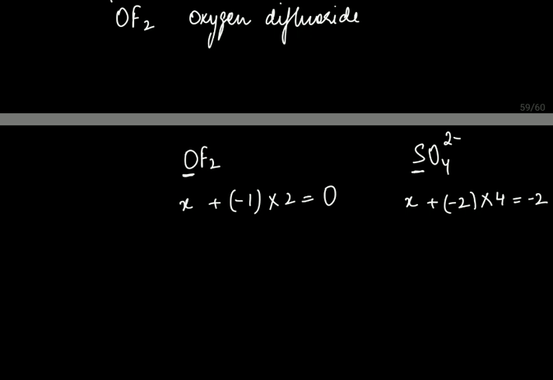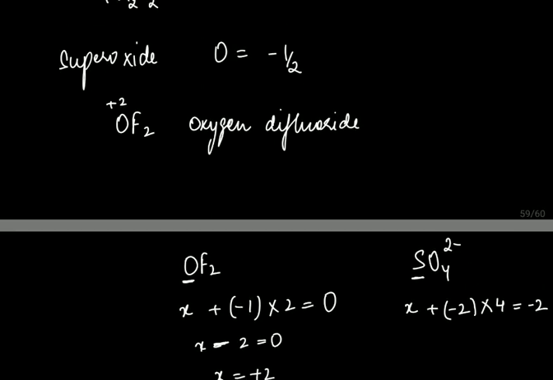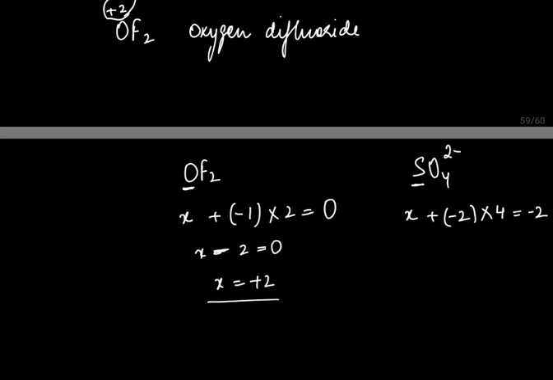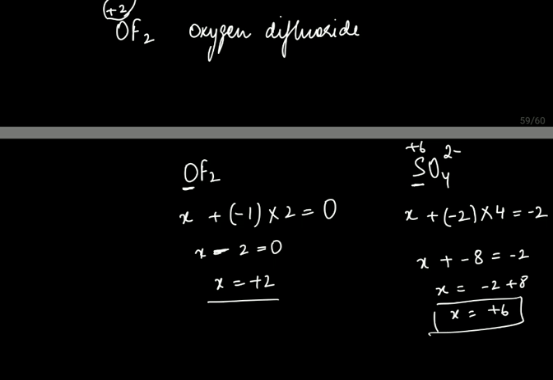So if we calculate, first for oxygen difluoride: this is -2, X -2 is equal to 0, so X will be equal to +2. That's how we ended up with +2 oxidation number for oxygen in oxygen difluoride. And for sulfur in sulfate we need to calculate. Most of the time they ask you to calculate for the central atom. So X plus -8 is equal to -2, so X is equal to -2 plus 8, which is +6. So +6 is the oxidation state of sulfur in the sulfate radical.